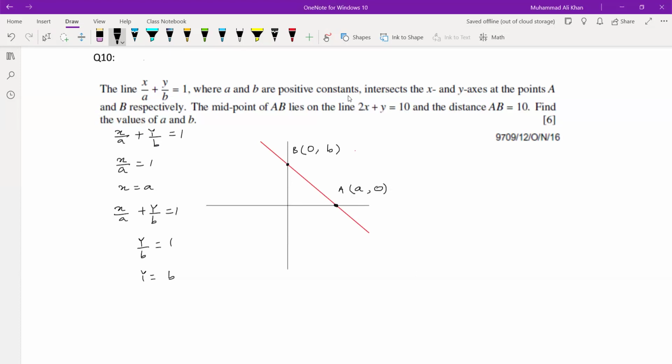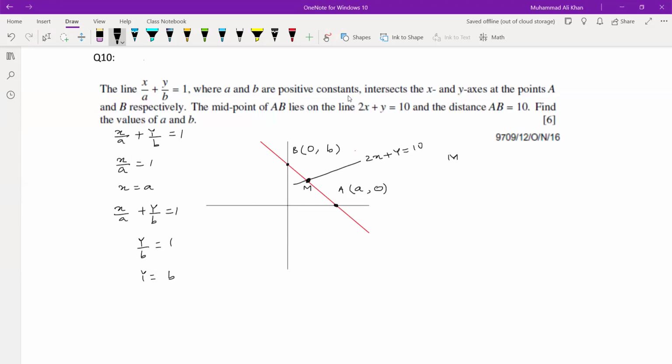The midpoint of AB lies on the line 2x plus y equals 10. The midpoint of AB lies on the line 2x plus y equals 10. हमने एक midpoint बनाया, उसको एक line बना दी. And the distance AB is 10. Find the values of A and B. We have to calculate the values of A and B.